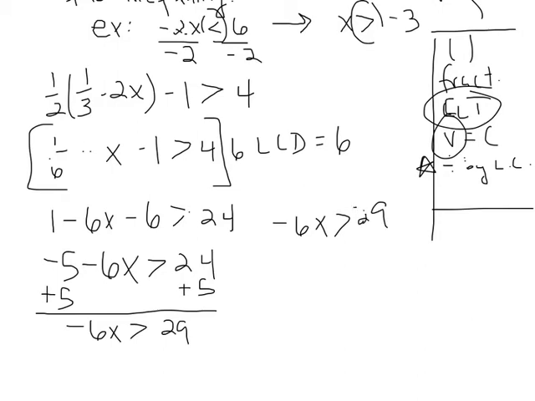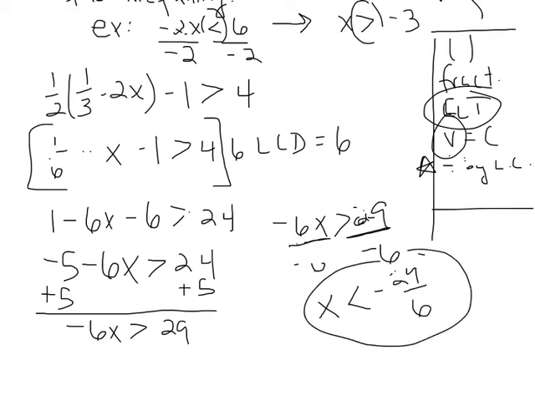And now I'm going to divide both sides by negative 6. I'm dividing by a negative, so I must switch the greater than sign to a less than sign. So my final answer is x is less than negative 29/6. As long as you remember all of our steps from earlier in the chapter combined with this new rule, you're going to do just fine here in section 2.6.